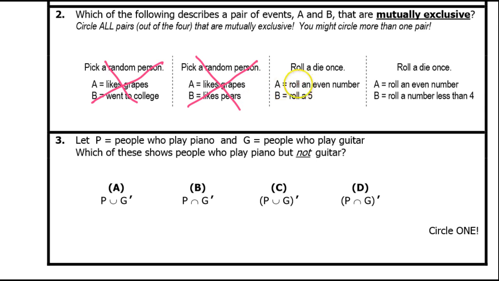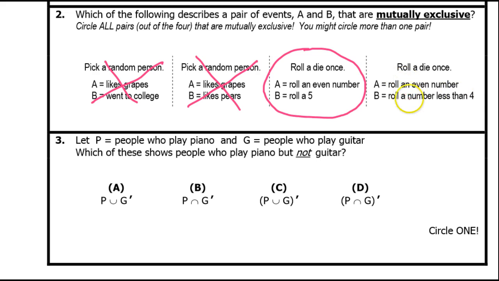Event A is on a die, so we're rolling a die. Die is the singular of dice. So event A is rolling an even number. Event B is rolling a 5. It's impossible for both of these events to be true at the same time. If you roll a die once, it cannot be an even number and also a 5. So these events are mutually exclusive, so we will circle this one. We roll a die once. Event A is rolling an even number. Event B is rolling a number less than 4.